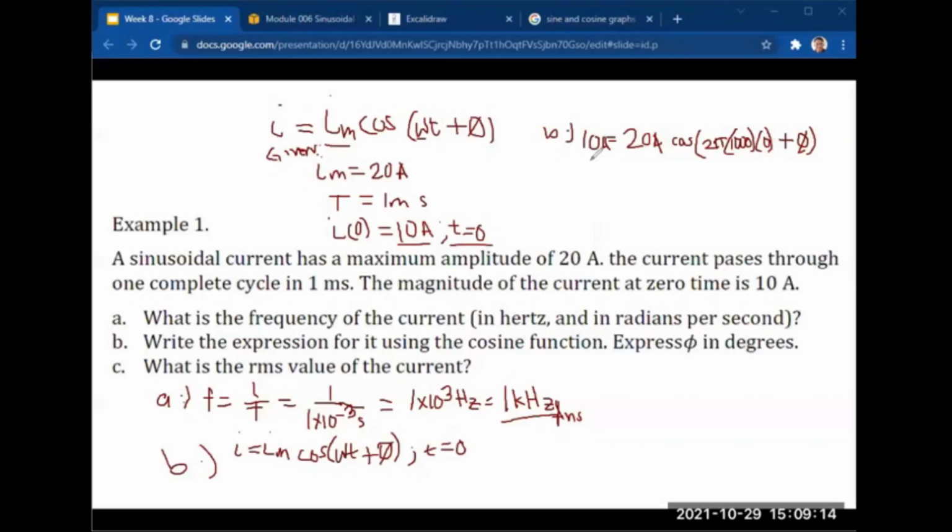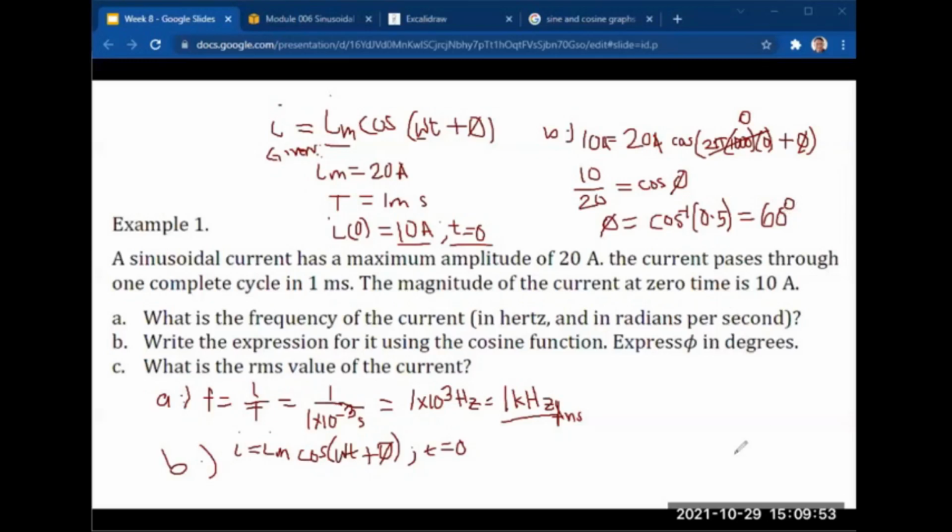So we have 10 over 20, which is equal to cosine of phi, since the omega t term is 0. We're looking for phi, so it is the cosine inverse of 10 over 20, which is 0.5, right? This will be equal to 60 degrees. So our phi is 60 degrees.